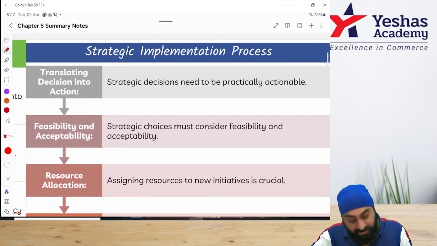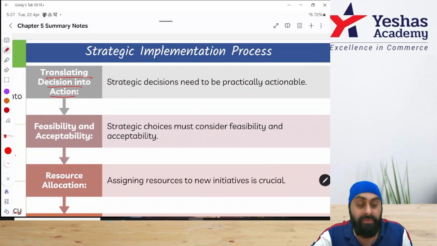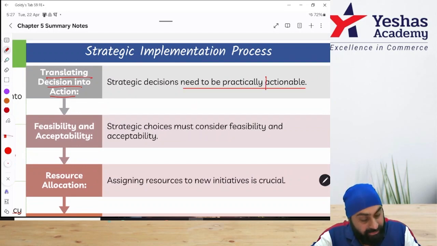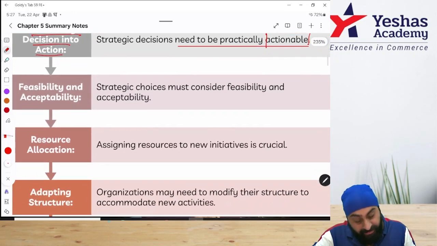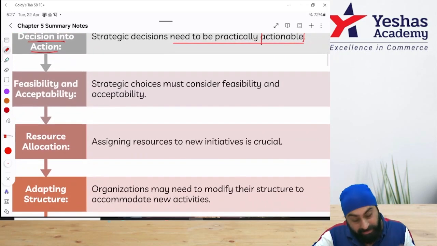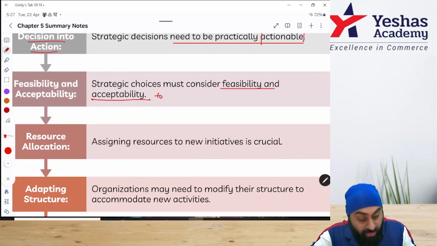Strategy implementation process: translating decision into action. So basically, practically making it actionable. Do you see this word, actionable? Second, feasibility and acceptability. The strategy choices that you're making should be feasible and acceptable to your organization.